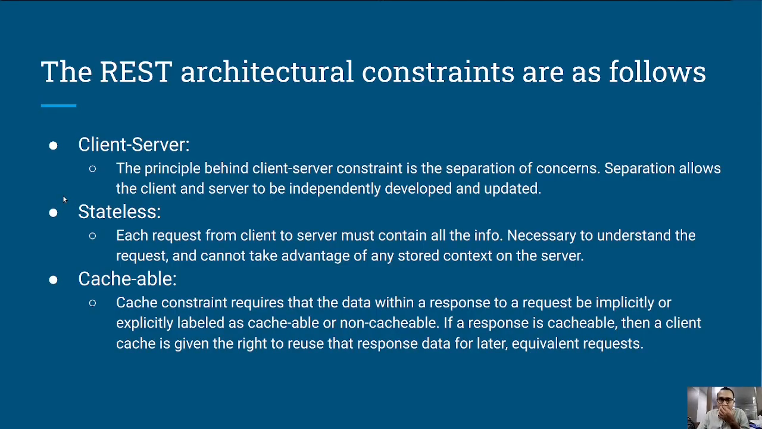Some of the important parameters of the REST API are here. These are often called the REST architectural constraints. First is the client and the server. The principle behind the client-server constraint is the separation of concern. The separation allows the client and server to be independently developed and updated. So they can be different. You don't have to follow the same architecture or the same programming language for the client and the server. The only thing that should be standard is the HTTP protocol that you are using. So your server can be Windows based and your client can be based on Linux.